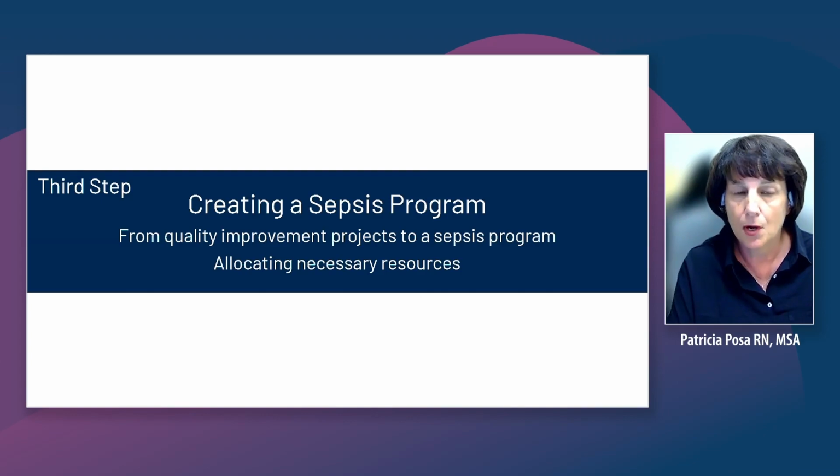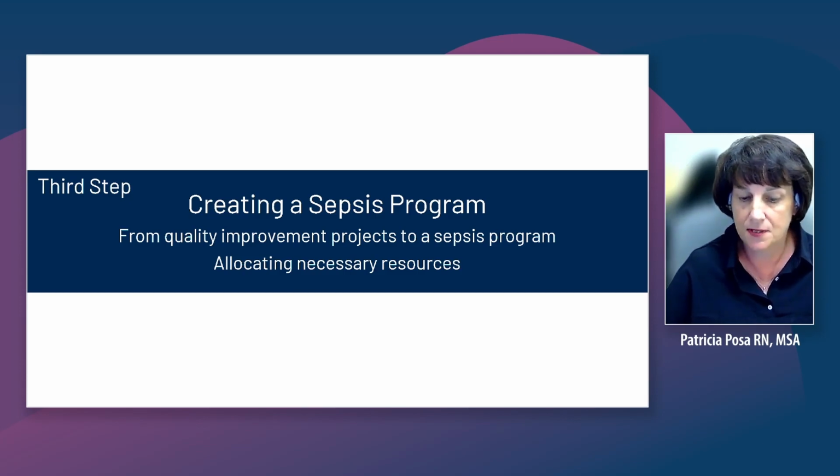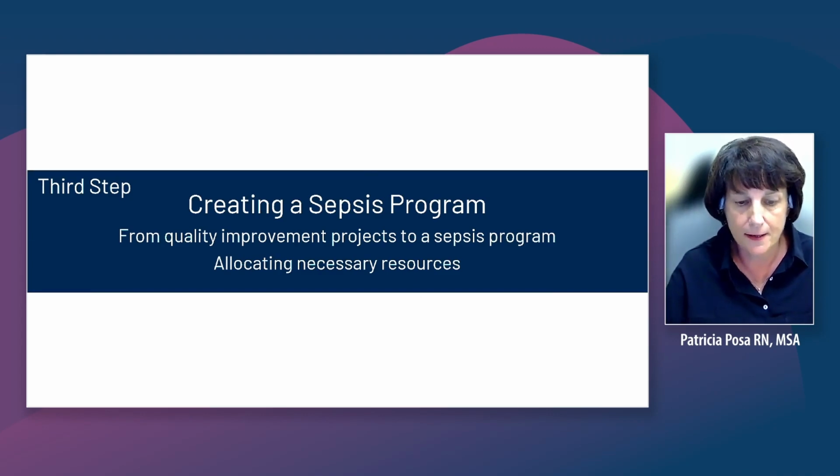The third step was to create that sepsis program. Moving from quality improvement projects to a program and ensuring we had the necessary resources. So we know that sepsis is not going away. It's not time limited like quality improvement programs often are. And we looked at other successful clinical programs like stroke and trauma and modeled after that. So go on to the next slide.